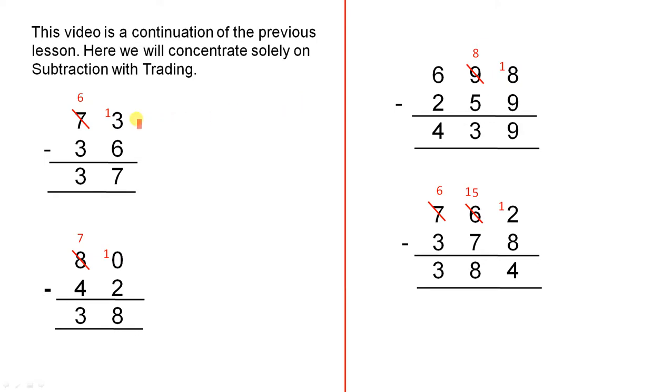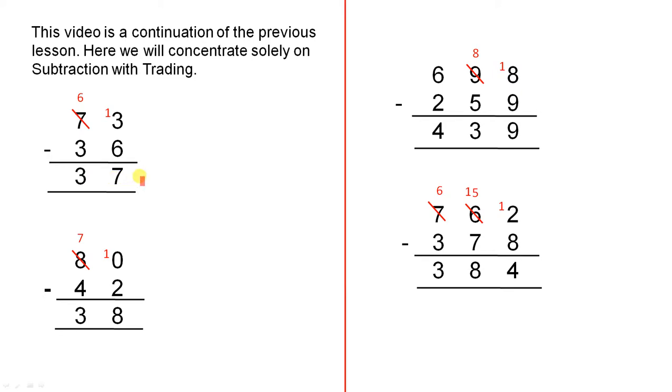So the first one here we have 73 minus 36. 3 take away 6 we cannot do, so we trade. Here we have 7 tens. We make that 6 tens, and that's the 10 there. That's the trading. So that's 13 ones now. 13 take away 6 is 7, and 6 take away 3 is 3. And the answer is 37.